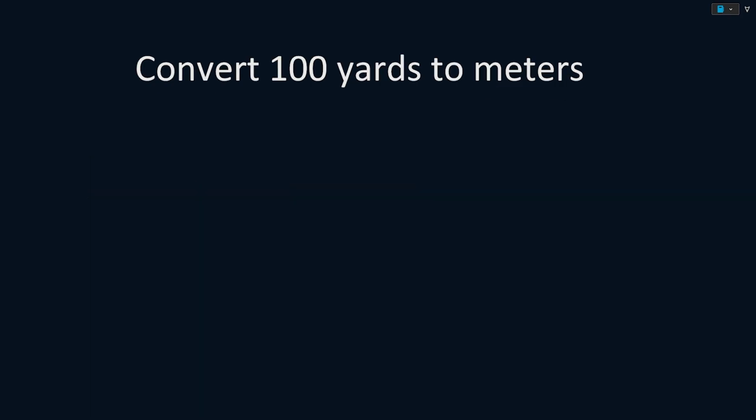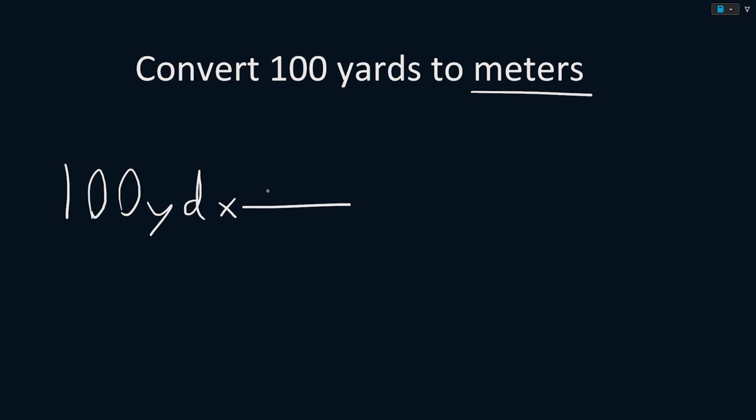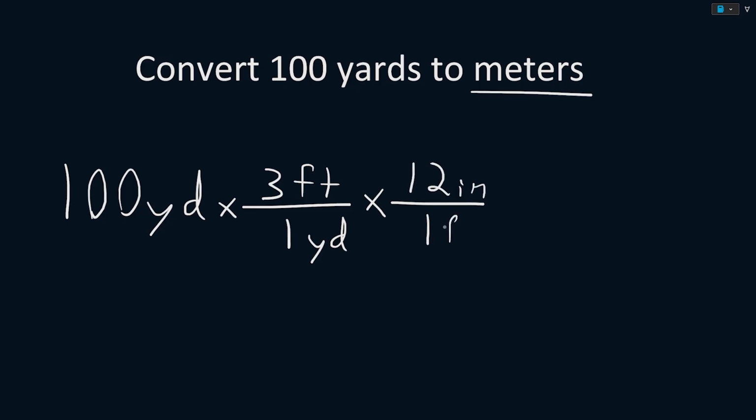Convert 100 yards to meters. We were given 100 yards, and we want to convert them to meters. To do this, we will multiply through a conversion factor. First, we will convert the yards to feet by multiplying through our conversion factor of 3 feet for 1 yard. Then we will convert the feet to inches by multiplying through our conversion factor of for every 12 inches, there is 1 foot. Then we can convert the inches to centimeters by multiplying through our conversion factor of 2.54 centimeters is equal to 1 inch.